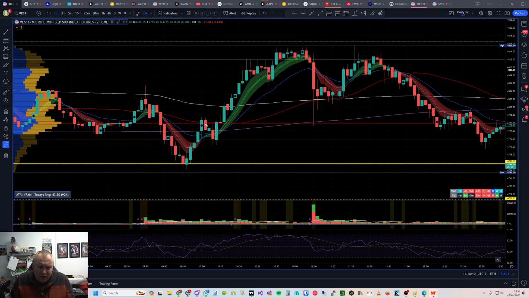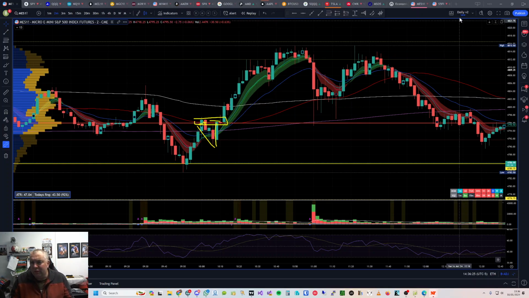So I got out there and I was looking for an add, and I didn't really want to add, and I saw it pulling back, and I should have added but I didn't. And then I got out as we came back up to this area again. So both my outs were just before the VWAP.